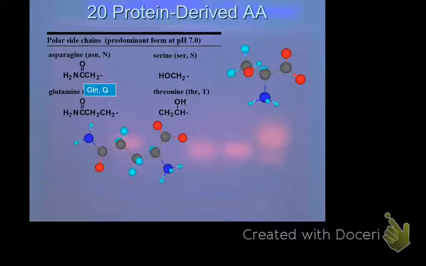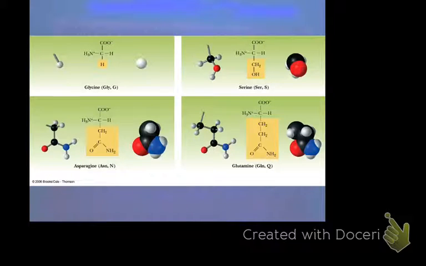Then we talked about those with the polar side chains. We went over asparagine and glutamine. Those are the two amides. Serine, which is the alcohol, and threonine, which is an alcohol, but it's off of the first carbon, so it's branched. And then this was the space-filling molecules. And so this one has the glycine in it, serine, so on and so forth.